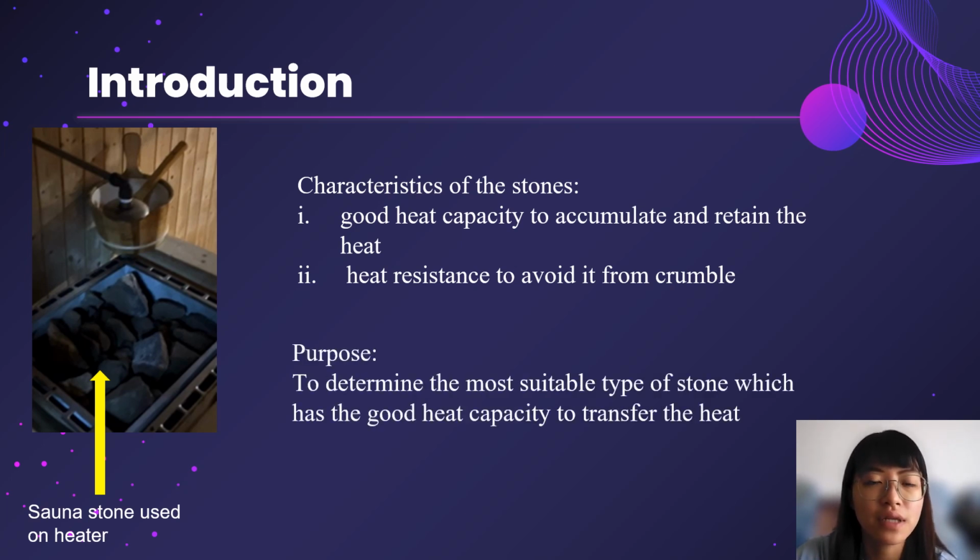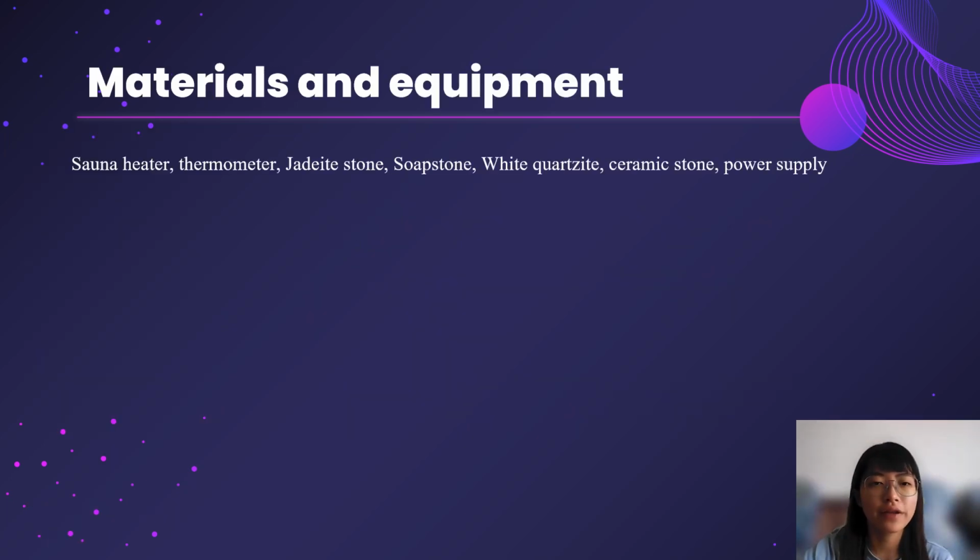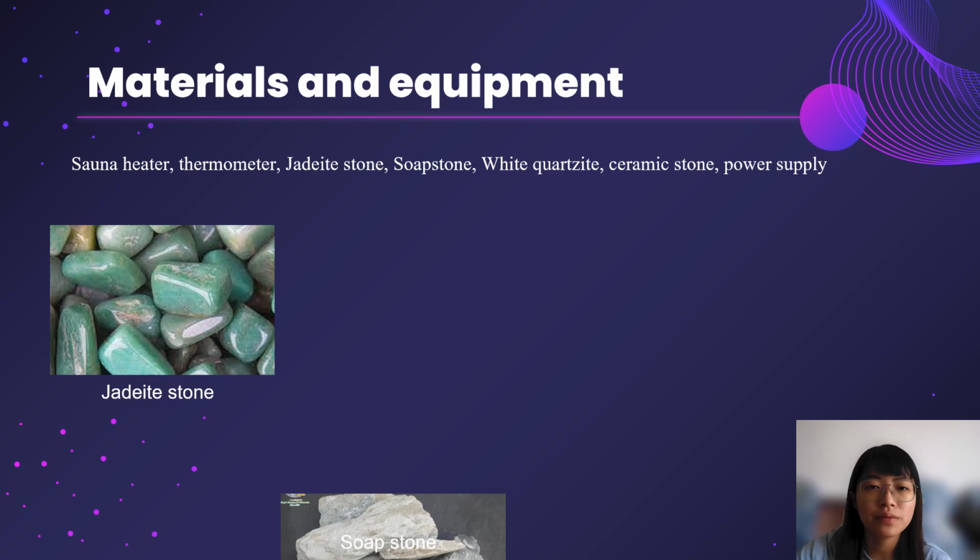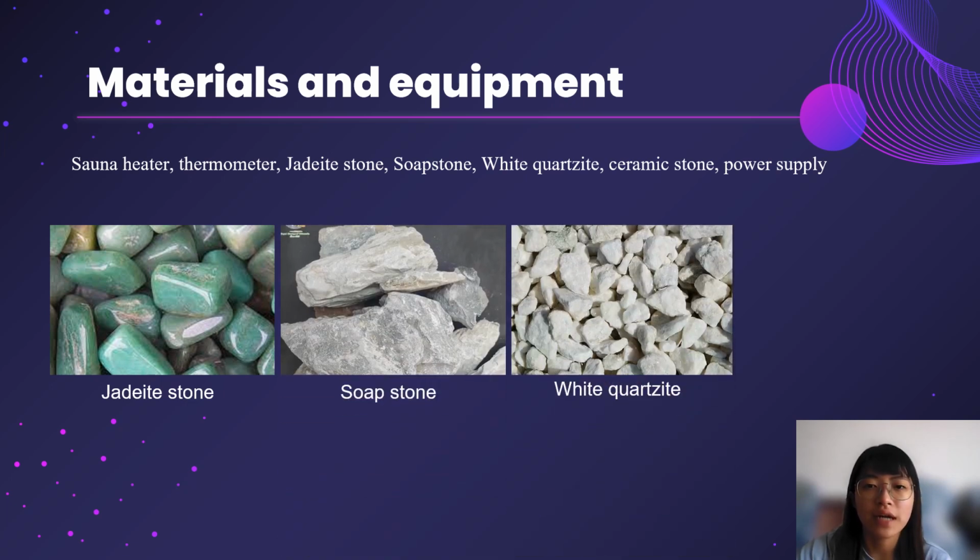The purpose of this experiment is to determine the most suitable type of sauna stone which has good heat capacity to transfer the heat as producing the steam in the sauna room. The materials and equipment needed in this experiment are sauna heater, thermometer, jet stone, soapstone, white quartzite, ceramic stone, and power supply.